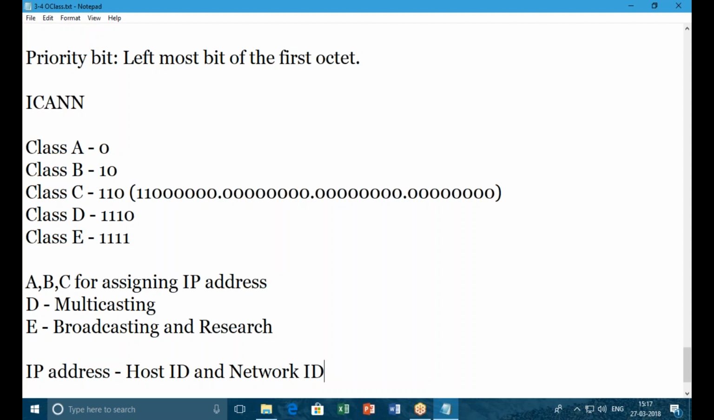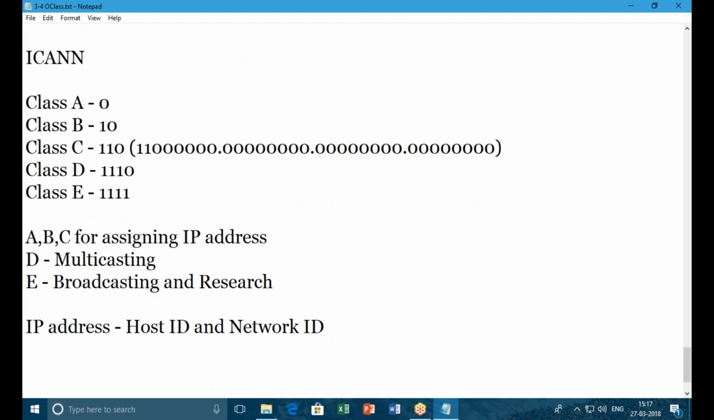Now, if you take any IP address, every IP address will have 4 octets. Every IP address will be in the form of numbers. Now, how can I identify what is the network ID and what is the host ID? What part should I take as network and what part as host? We need some identification: this is network, this is host.